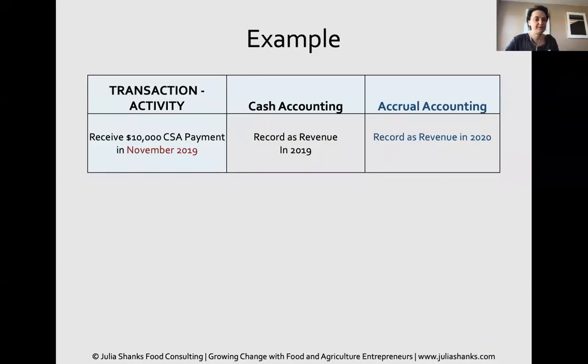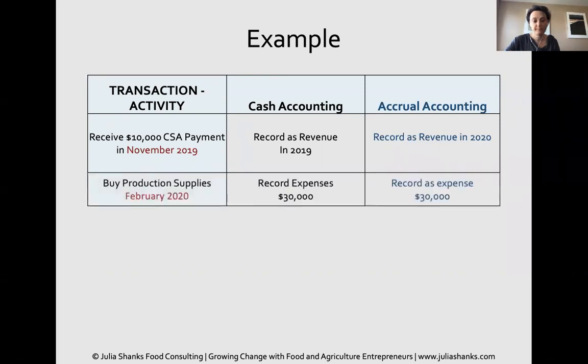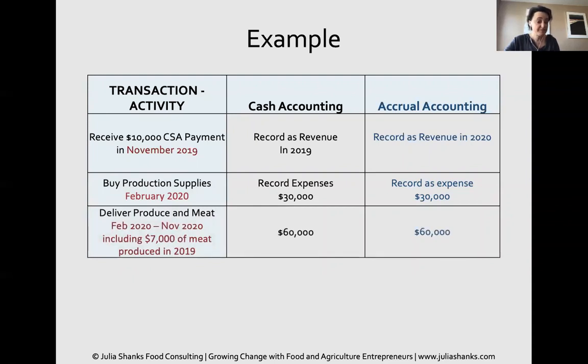So let me give you another example of cash versus accrual accounting. Let's say back in November, you received $10,000 for a CSA payment for the 2020 year. In cash accounting, you're going to record the revenue in 2019. In accrual accounting, you're going to record the revenue in 2020. Then starting in February, you buy production supplies, you start farming, doing what you do, and you spend $30,000. In both cases, you're going to record the expense of $30,000. Then you start delivering produce and meat. And let's say you had $7,000 worth of meat left over from 2019 production that you started selling in 2020. It's in your freezer. That's great. It sort of steadies out your production flow. You're going to record the revenue for $60,000 in both cases.